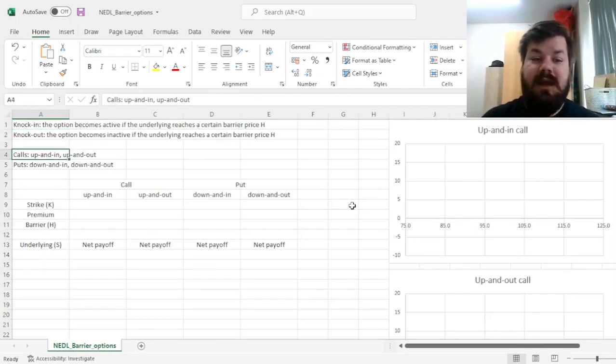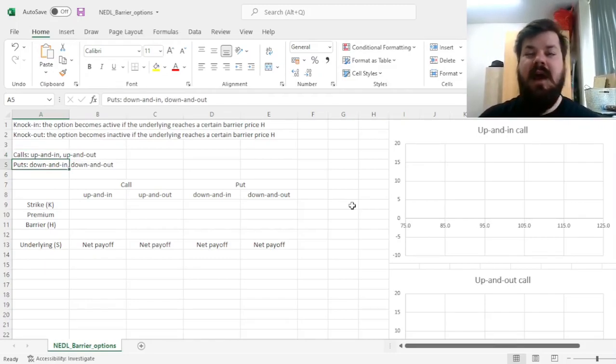So for example, calls can be up and in and up and out. An up and in call option would be inactive unless the underlying price during the lifetime of the option contract reaches the barrier price H, whereas an up and out call option would remain active unless the barrier price H is reached over the lifetime of the option contract. Whereas for puts, there is a direct analogy with down and in and down and out. Down and in puts would remain inactive unless the barrier price H is reached. So if the underlying does fall at or below the barrier, it would become active, whereas the down and out would be a knockout option and it would cease to be active. It would become inactive if the barrier is reached.